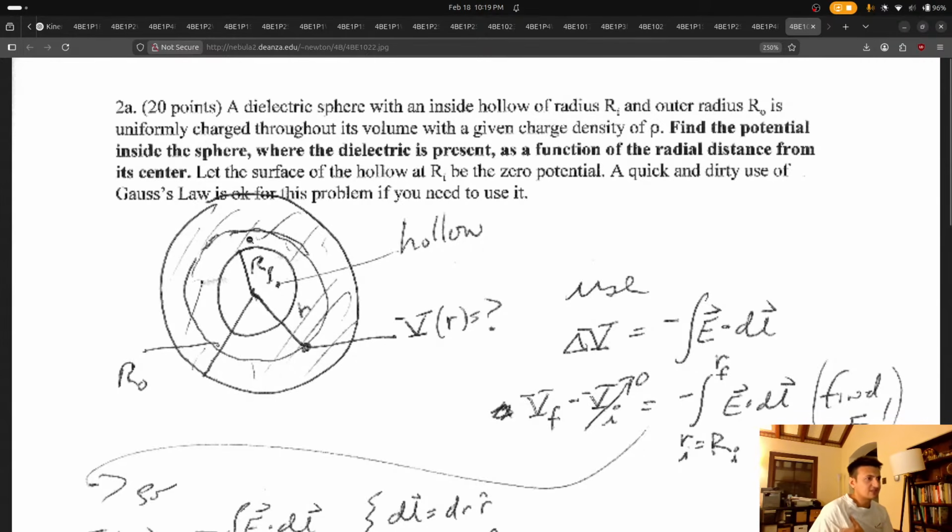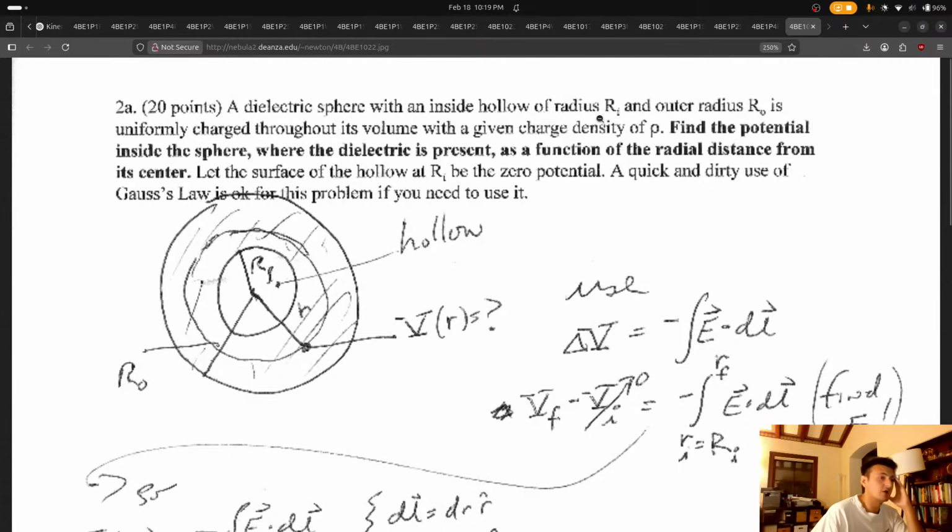You do a Gauss's law thing here, but first you say V at infinity is 0. Then you say, okay, here, what's the total, because you need to do a KQ over R. So first you do the KQ over R, but then you have to do Gauss's law to find E.